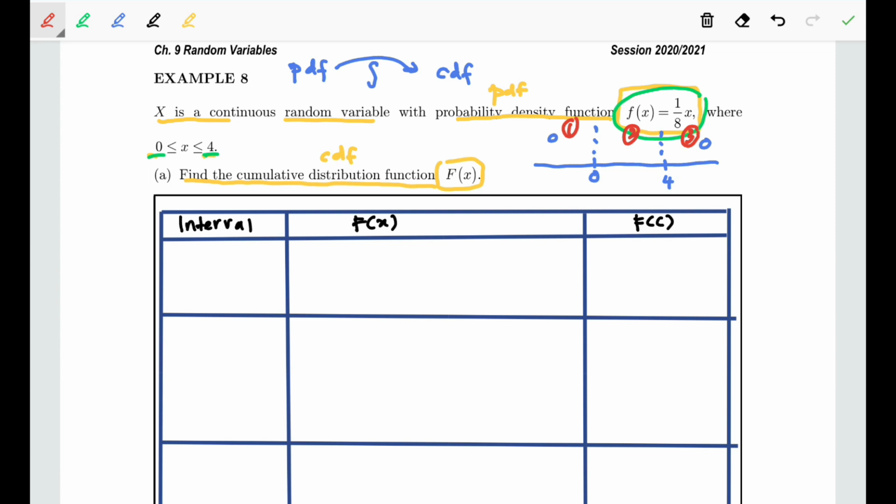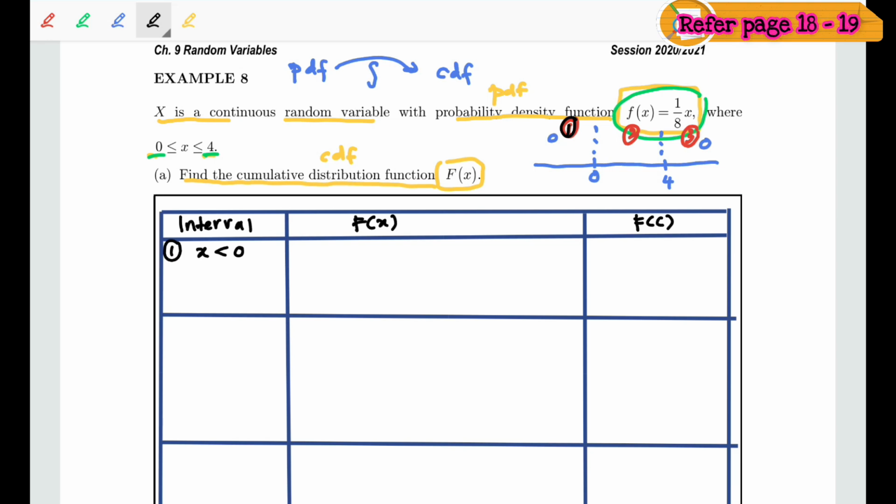So to find the CDF, we're going to write it in the form of a table. This is just optional, to make your working more systematic. We're going to start with the first interval. Okay, this is the first interval. So this interval actually refers to x less than 0.